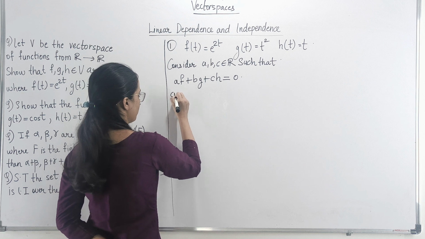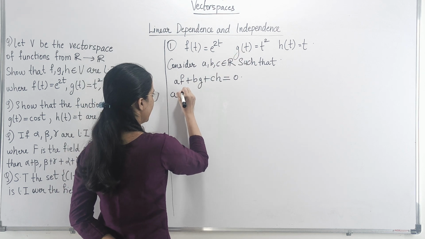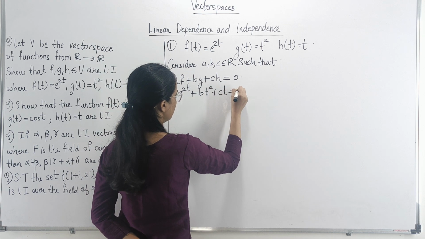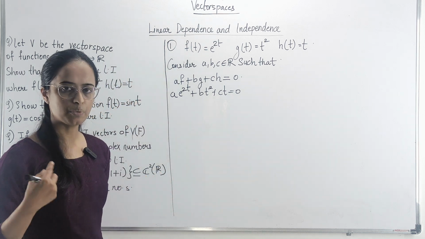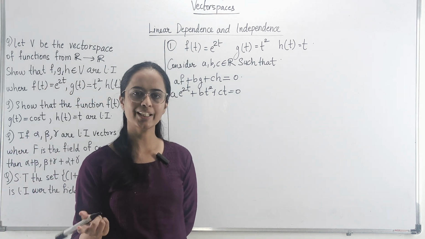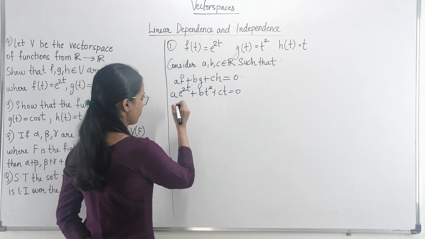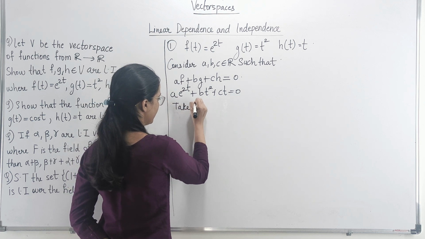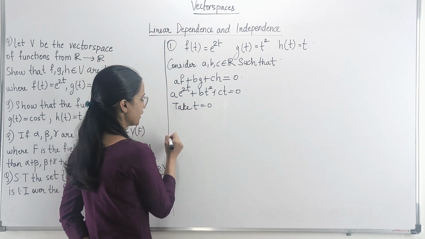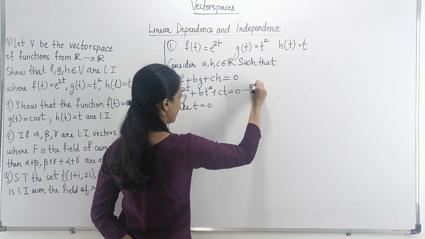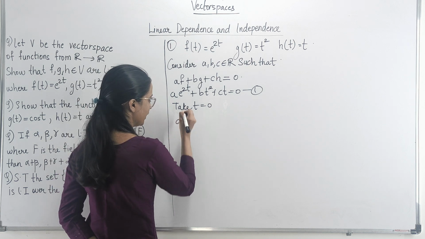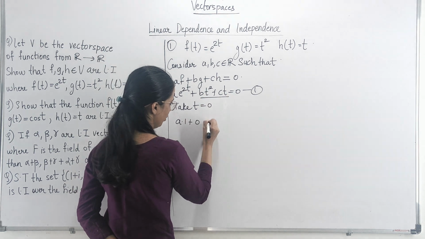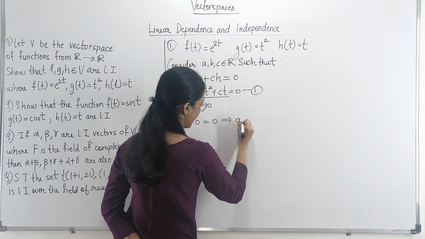So now first of all, let us put the values of f, g and h, which is A into e raised to 2t plus B into t square plus C into t equals to 0. Now we are going to take different values of t and we are going to see कि A, B, C के values क्या आते हैं. So first we take t equals to 0. When we take t as 0, the resultant equation, the equation 1 that we get, is A into e raised to 0, which would be 1, and these terms turn out to be 0, so 0 equals to 0 और यहाँ से we get A equals to 0.